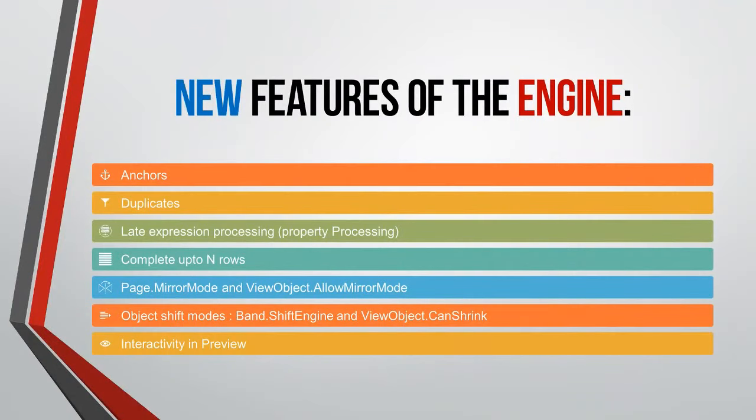FastReport VCL 6 has new engine features, such as object anchors, duplicates, late expression processing, property processing, filling up to n rows, using reflection of objects, in-page mirror mode, and view object allow mirror mode. Also, object shift modes and interactivity in the preview.